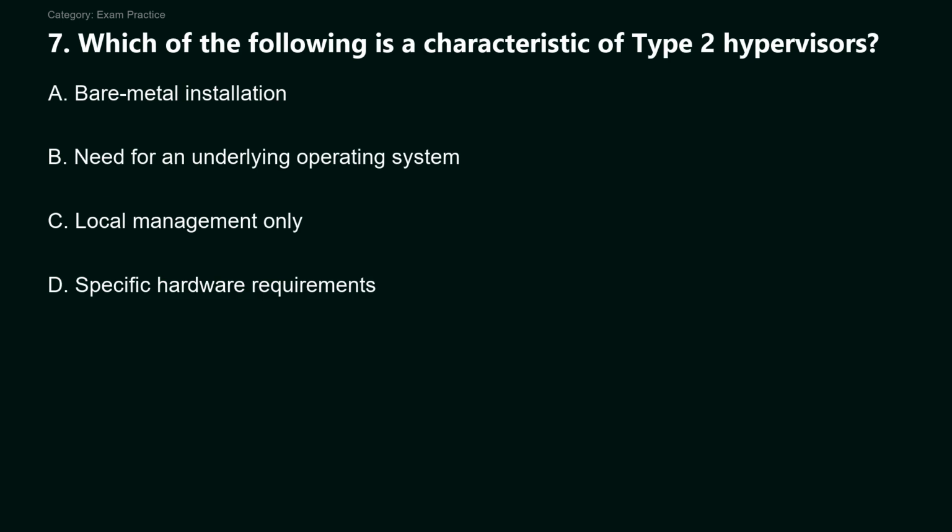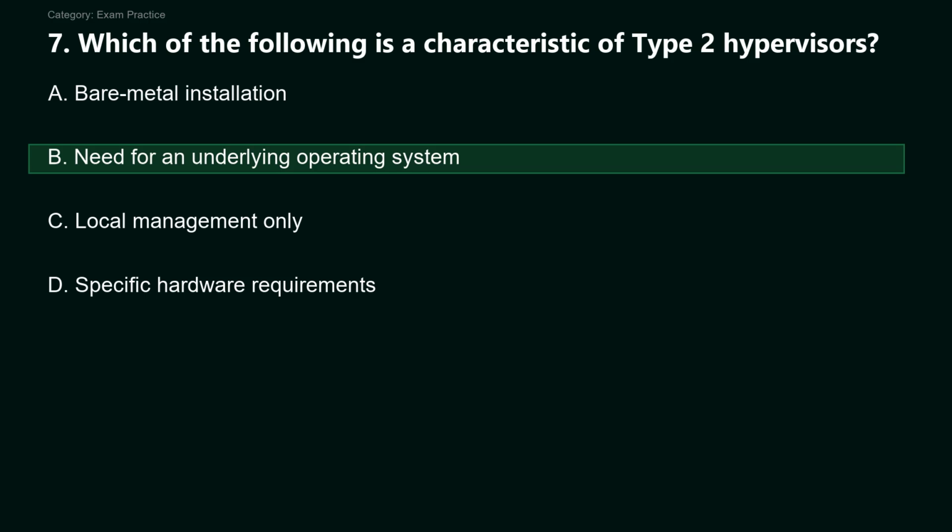Question 7. Which of the following is a characteristic of Type 2 hypervisors? Option A, bare metal installation. Option B, need for an underlying operating system. Option C, local management only. Option D, specific hardware requirements. The correct answer is option B, need for an underlying operating system.